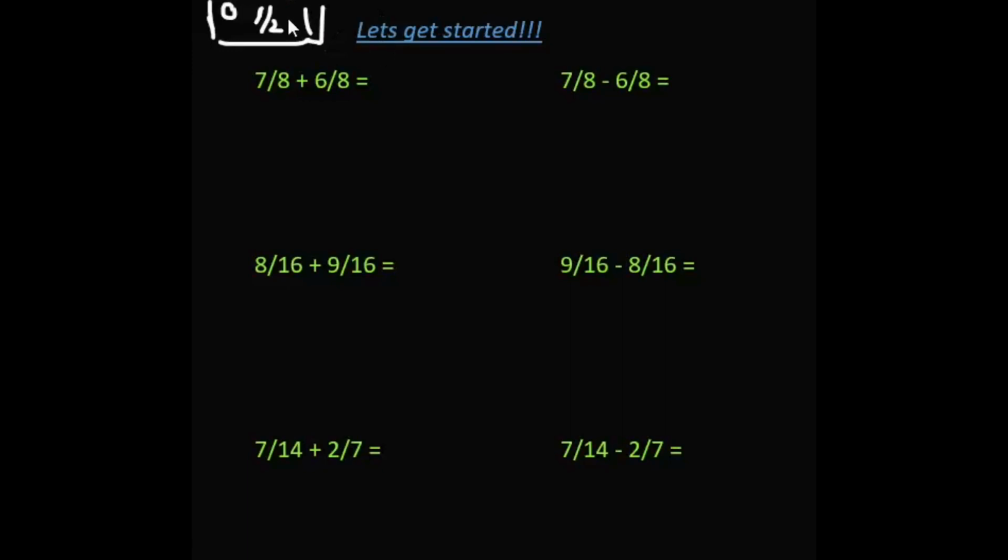So, I have three numbers here, 0, 1/2, and 1. These are what I call benchmark numbers. Okay, so let's keep these in mind and let's start rounding.